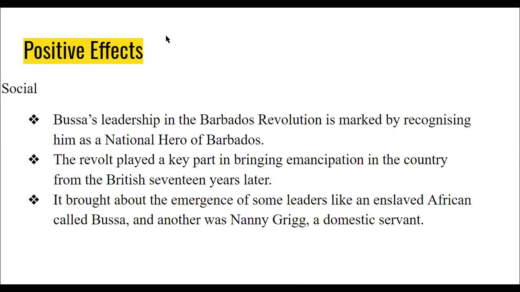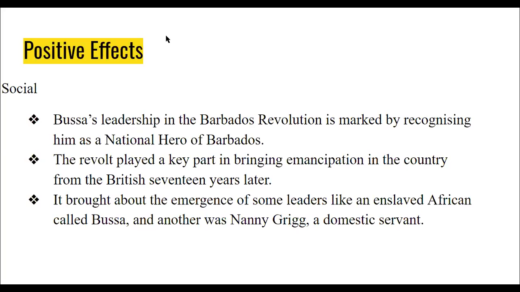Positive effects. Bussa's leadership in the rebellion is marked by recognizing him as a national hero of Barbados. They thought that by him planning and helping in the revolt deemed him a national hero. It brought emancipation in the country 17 years later. It also brought the people together and made them become visible or have a voice, like an enslaved African called Bussa and a domestic servant called Nanny Grigg.